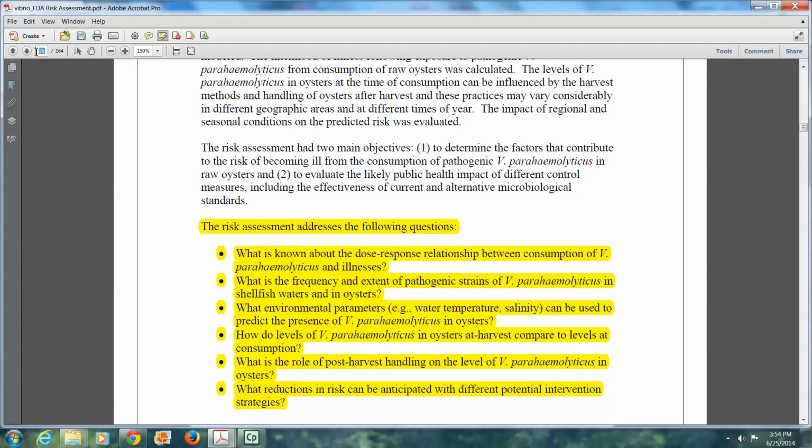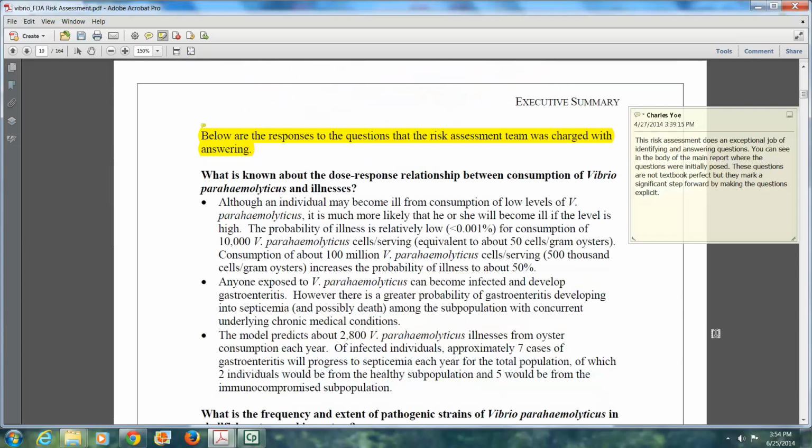I will show you here in the executive summary where answers are provided by the risk assessors. So this risk assessment does an exceptional job of identifying and answering questions. You can see in the body of the main report where these questions were initially posed. These questions are not textbook perfect, but they mark a significant step forward by making the questions explicit. This is something that we should strive for in our risk analysis work.